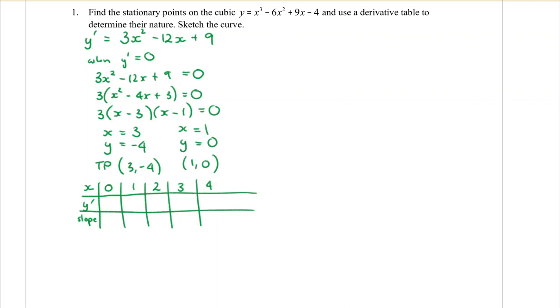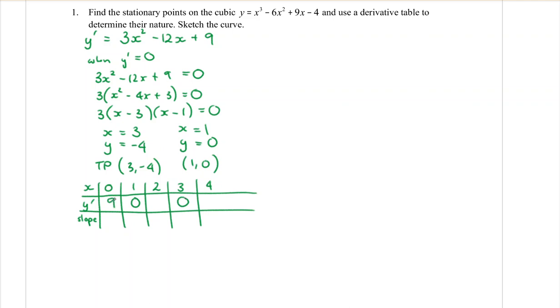Now 2 of them we should be able to do without needing our calculators. We know that we have turning points at 1 and at 3, so the gradients there should be 0. But grab your calculators for the others. So sub 0 into here. Actually, that's an easier one. 0, 0, 9. That one's a good one.